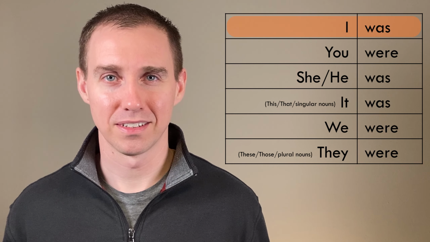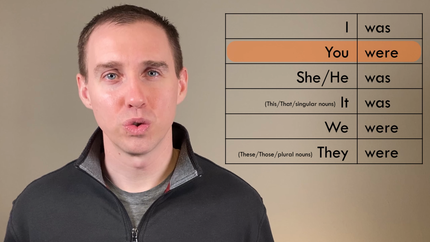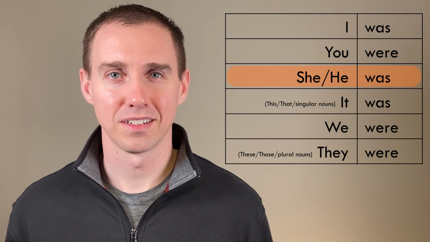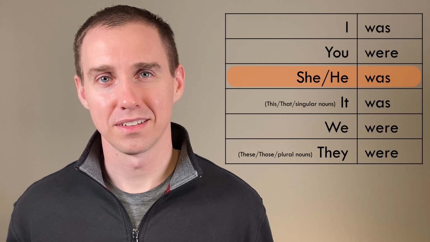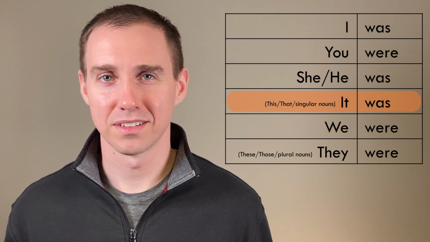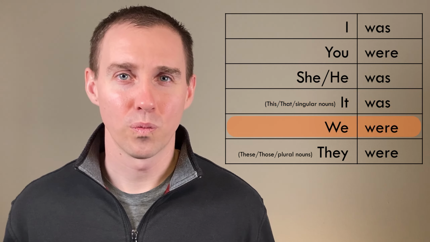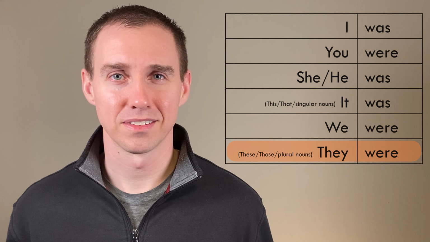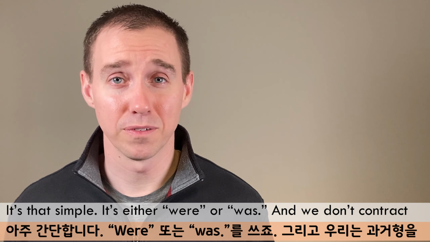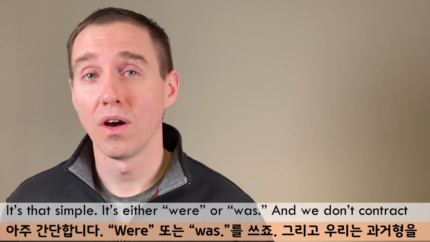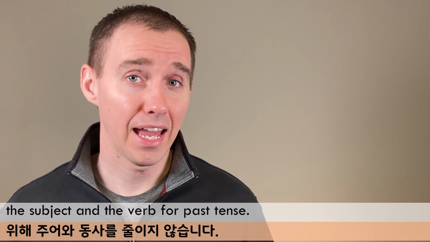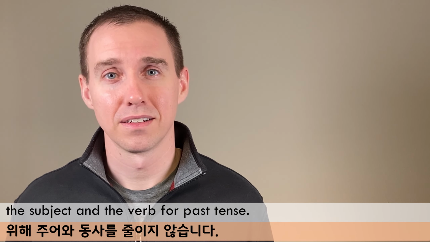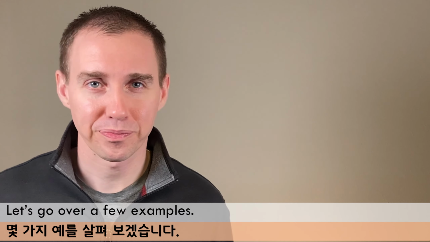I was. You were. She was. He was. It was. We were. They were. It's that simple. It's either were or was. And we don't contract the subject and the verb for past tense. Let's go over a few examples.